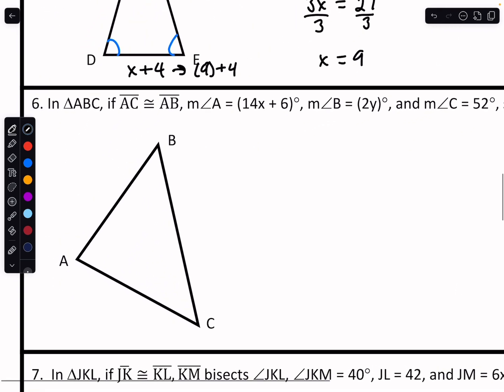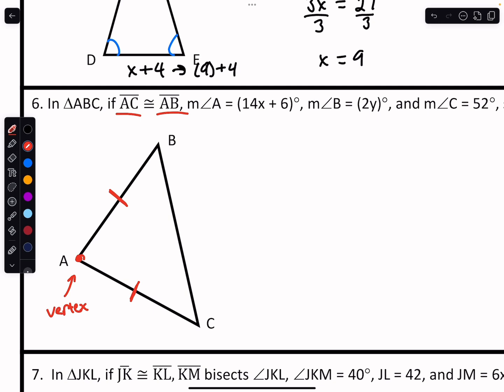Number 6, in triangle ABC, if AC is congruent to AB, those are our legs of our isosceles triangle. So find where they intersect, right? A, in this case, is going to be our vertex angle.